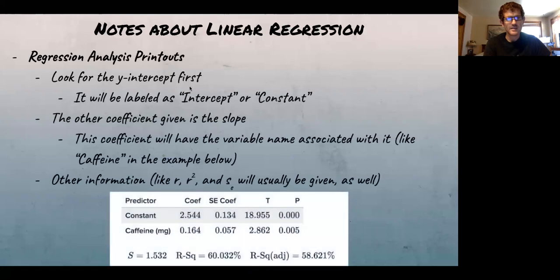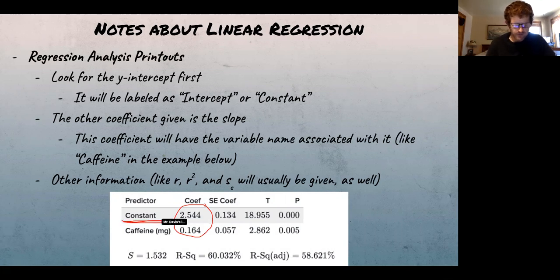We've looked at this a few times, but if you have a printout, and like we talked about, there are different programs where you need to get used to reading stuff like this, because this probably won't be the last time you see anything like it in your educational career. What I think is easiest is identifying the y-intercept first, which will either be labeled as constant or intercept. That means the other coefficient given right here is your slope. I don't know the context of this problem, but it's related to caffeine. As your caffeine changes, something else is going to change as a result.